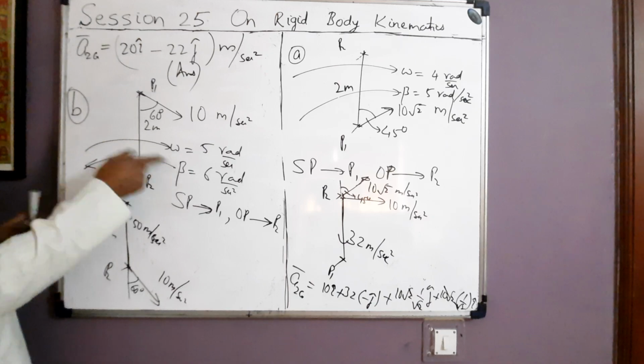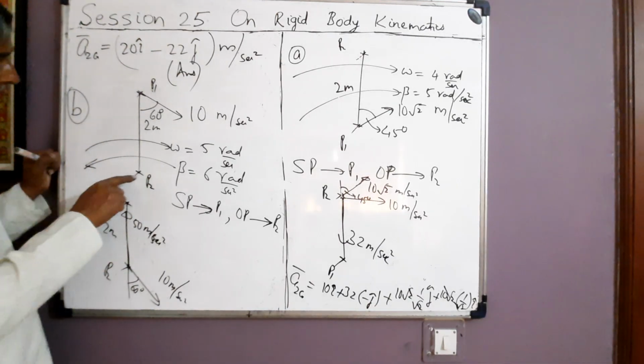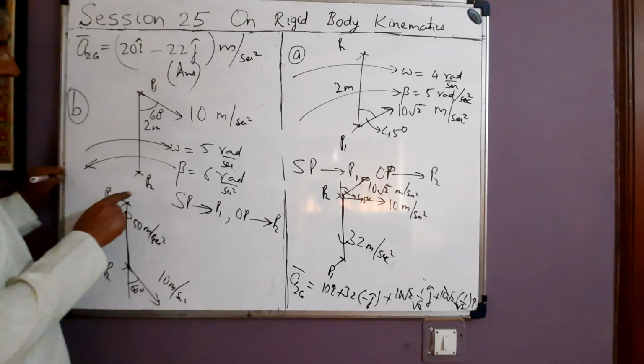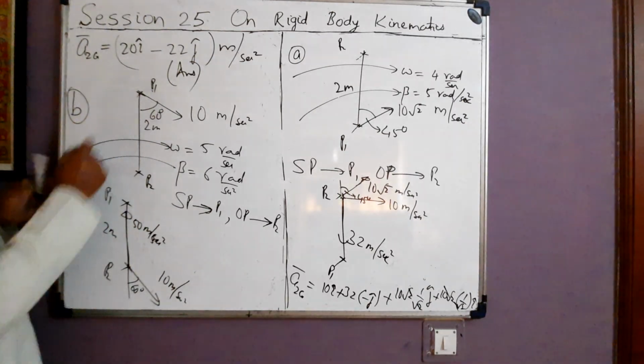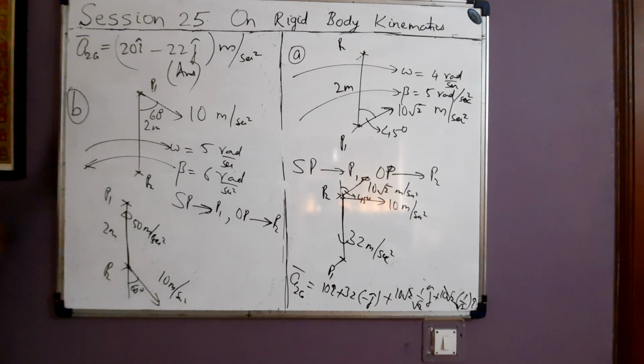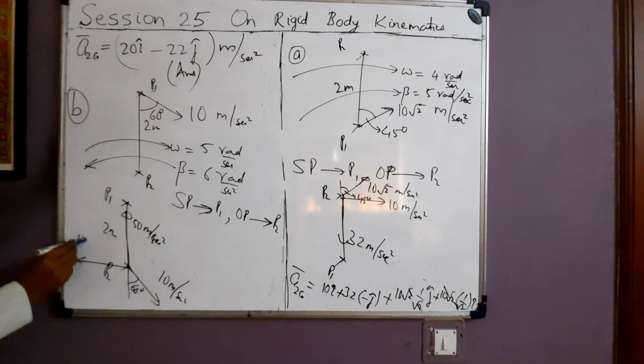Now beta is anti-clockwise, so P2 undergoes an anti-clockwise tangential acceleration of R beta with center at P1. Since beta is anti-clockwise, R beta should be in this way. R is 2, beta is 6, so it becomes 12 meter per second square. Now the acceleration of P2 with respect to ground is the vector sum of these three terms.